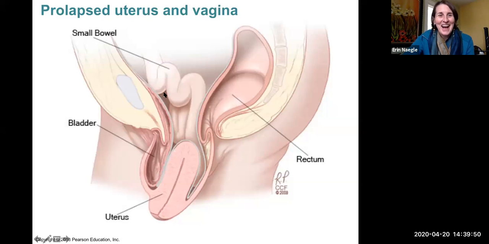Okay. So what you should be seeing is this uterus should be up here and the bladder should be here. But if those pelvic floor muscles fail in extreme conditions, you can have a total prolapse of the uterus and the bladder. As you can imagine, that's very uncomfortable and requires surgery.